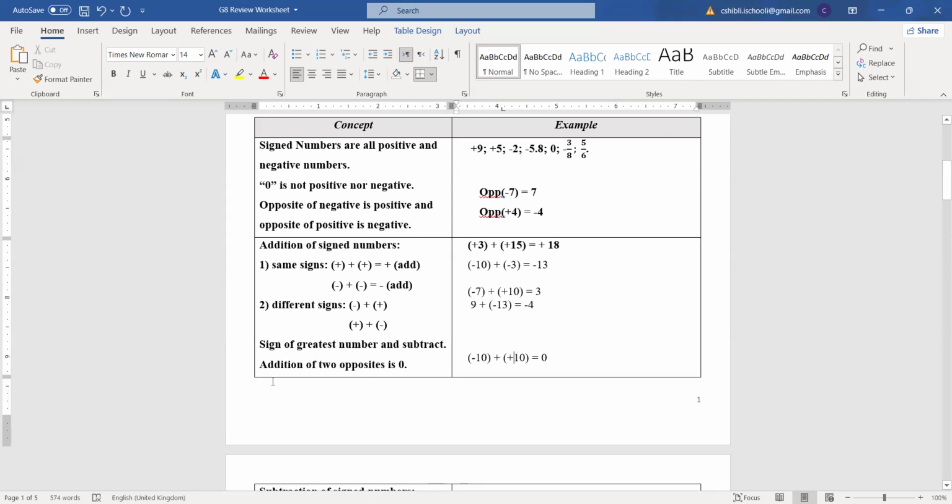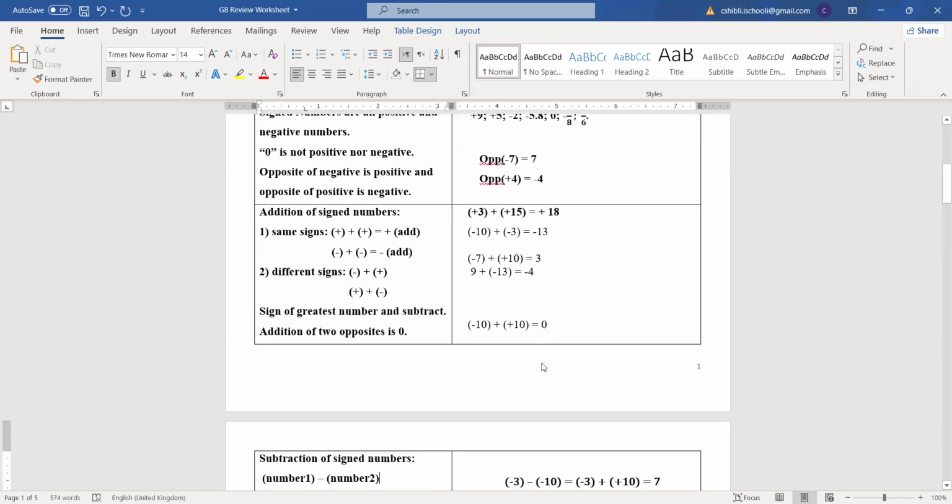We have an important rule, which is if we are adding two opposite numbers, their answer is always 0. For example, if I'm adding a -10 to a +10, the answer will always be 0.